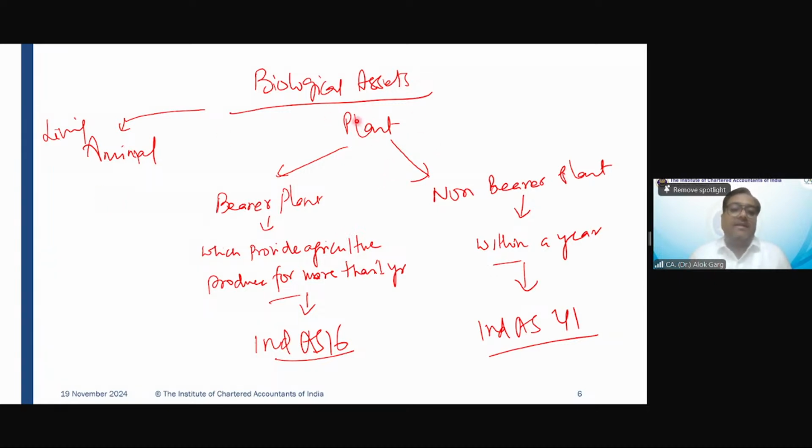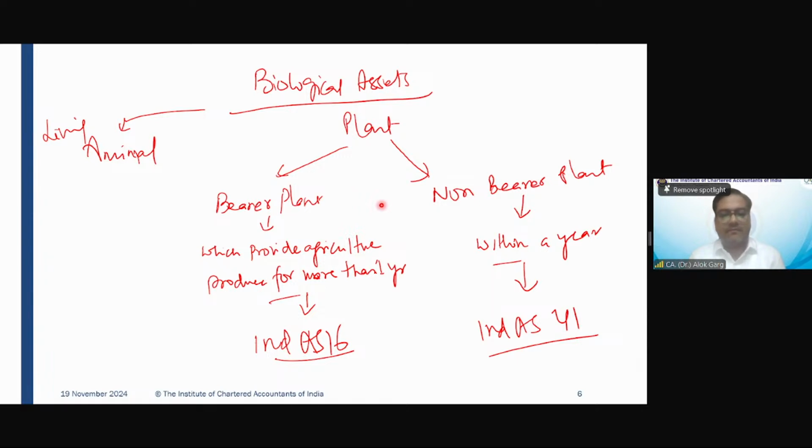Talking about plants, they are of two types: bearer plant and non-bearer plant. What is a bearer plant? Bearer plants are those plants which provide agriculture produce for more than 1 year, right? And it is covered under Ind AS 16, like tea tree, mango tree, coffee tree, apple tree, coconut tree. Okay. Non-bearer plants are those plants which provide agriculture produce within a year. And these are covered under Ind AS 41, right? Is that clear? These are covered under Ind AS 41 agriculture standard. Is that clear, my dear friends?